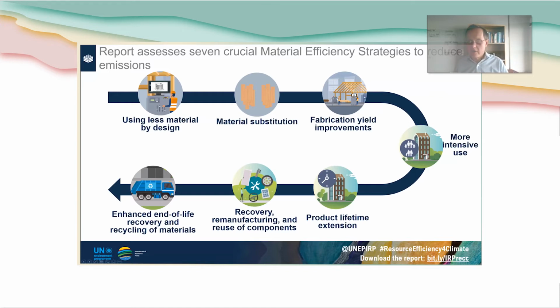And then you have the option to make your production process more efficient, causing less waste during production, using the product more intensively, therefore requiring less of the product to provide the same amount of service, extending the lifetime of the product, therefore needing to produce fewer new products to replace old products. When the product gets out of repair, you can basically recover parts, remanufacture them and reuse them, either as spare parts or in new products. And then finally, you can look at recovering the material through recycling processes. And these are the processes that we have looked at.